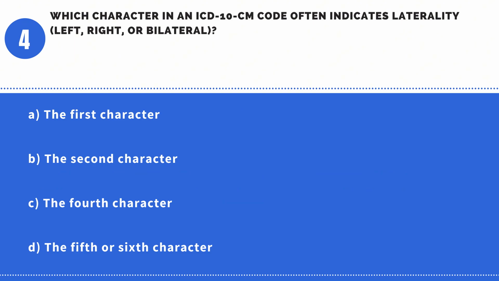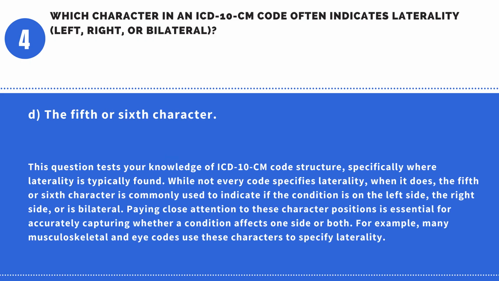Question 4. Which character in an ICD-10 CM code often indicates laterality, left, right, or bilateral? A. The first character. B. The second character. C. The fourth character. D. The fifth or sixth character. Answer: D. The fifth or sixth character.